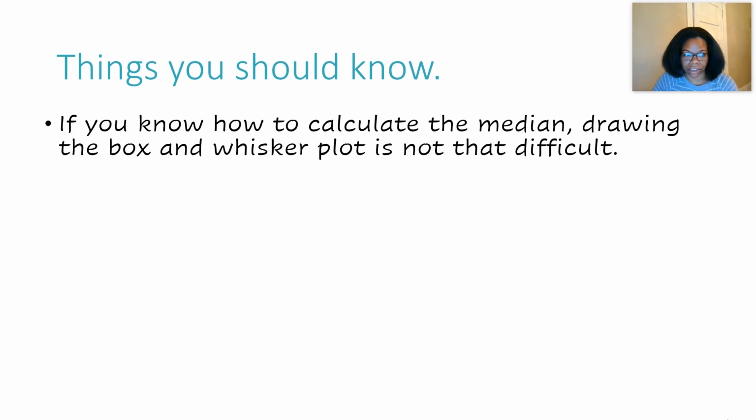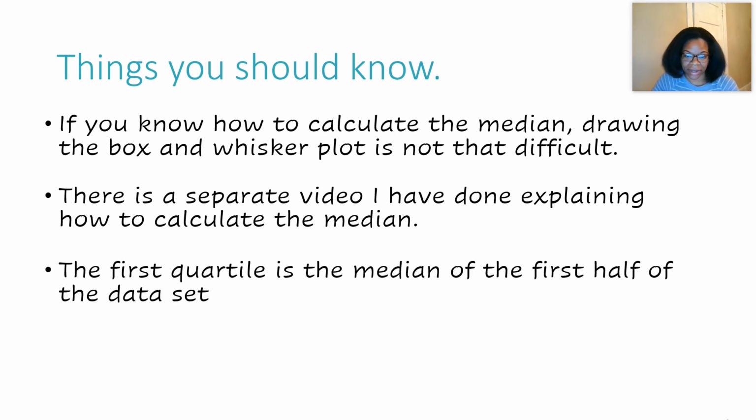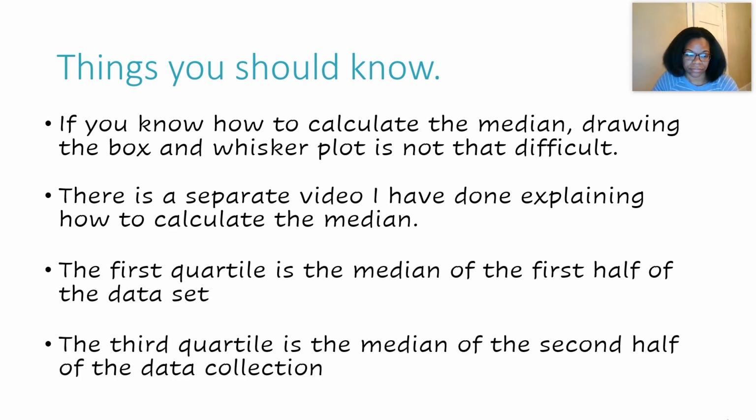Things you should know when creating a box plot: if you know how to calculate the median, drawing the box and whisker plot is not going to be that difficult. There's a separate video that I've done explaining how to calculate the median. So if you haven't watched that video, you might want to go check it out. The first quartile is the median of the first half of the data set. And the third quartile is the median of the second half of the data set.